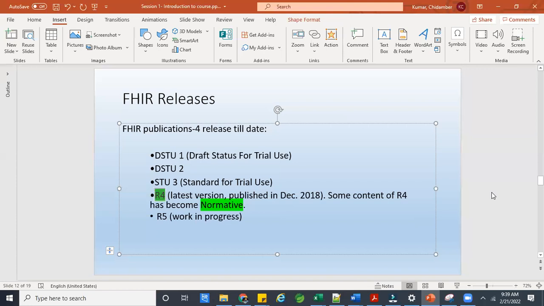So we'll go ahead with R4 in this particular course. And we don't need to understand previous versions to understand R4. If we understand R4, then you will already be in a place to understand previous versions.